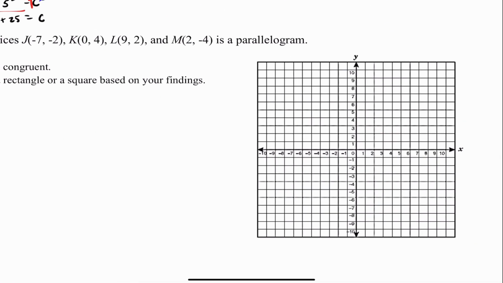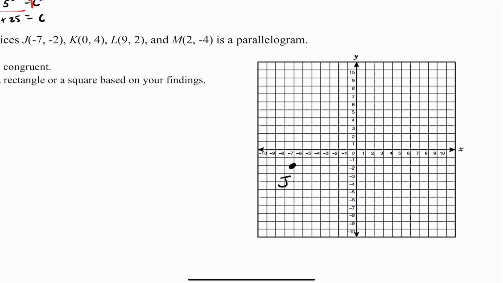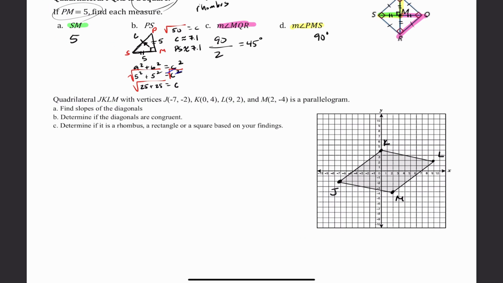So (-7, -2), that's J, K is (0, 4), L is (9, 2), and M is (2, -4). I'm going to connect the dots. I should have a quadrilateral, so you should have 4 sides. Okay, so here is my quadrilateral. Now we're going to go ahead and determine the slopes of the diagonals and see what happened there.